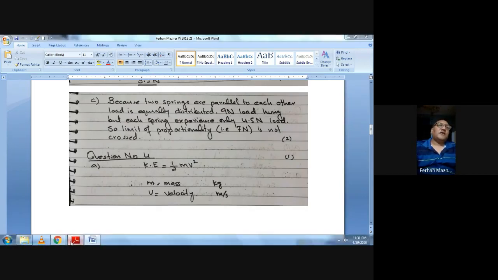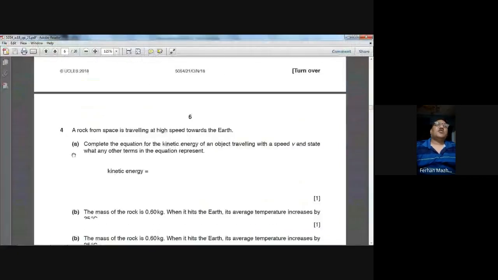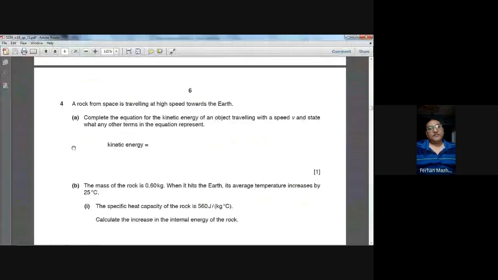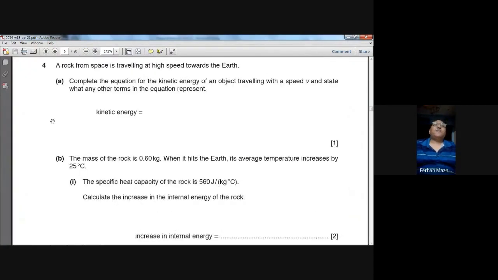Okay, let's move to question number 4. Question number 4 is on your screen. It says a rock from space is traveling at high speed towards the Earth. Complete the equation for the kinetic energy of an object traveling with the speed v and state what any other terms in the equation represent.